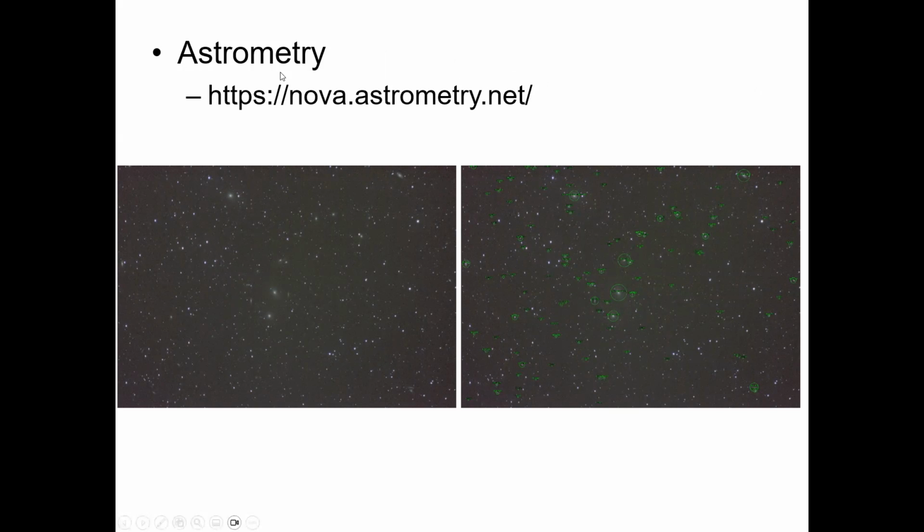So you can use this website, a web-based tool called NOVA, to decrypt what is in the image. This is the image I took, I think last November. This is a patch of the sky called the Virgo supercluster.